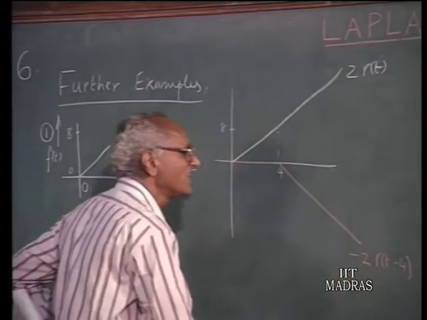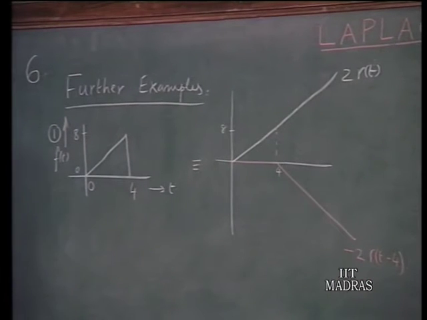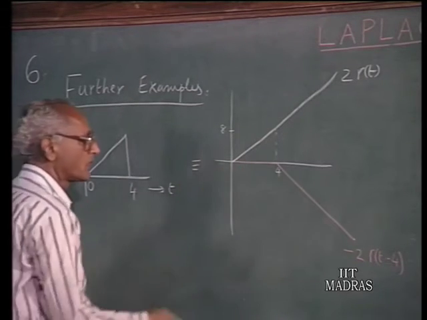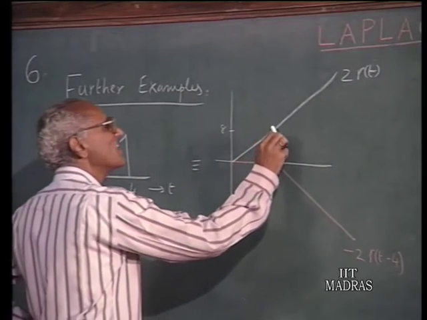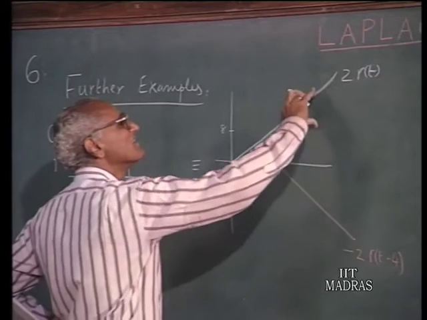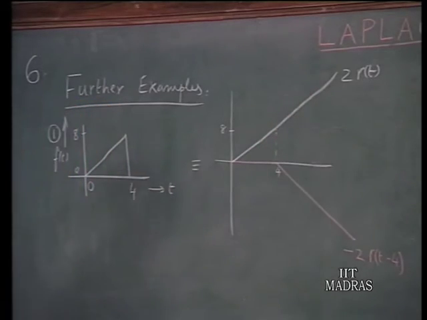So, that would be the description of this curve. Minus 2 r(t minus 4) would be a negative going ramp with a slope of magnitude 2 starting at t equals 4. If you added these two, what you would get is this one plus a constant here, because whatever increase here is cancelled by the increase here.